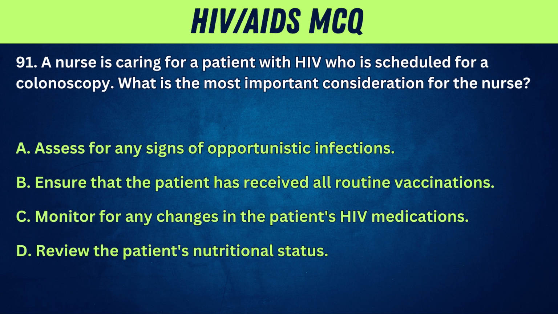91. A nurse is caring for a patient with HIV who is scheduled for a colonoscopy. What is the most important consideration for the nurse? A. Assess for any signs of opportunistic infections. B. Ensure that the patient has received all routine vaccinations. C. Monitor for any changes in the patient's HIV medications. D. Review the patient's nutritional status.